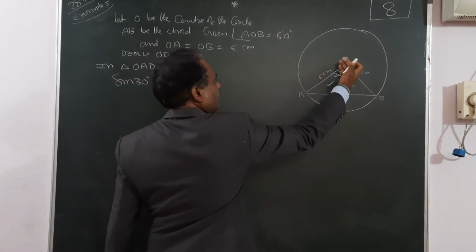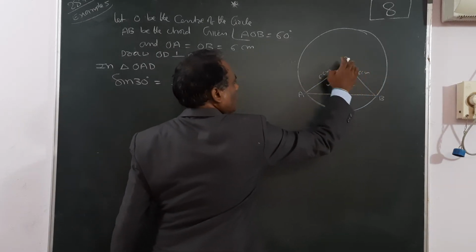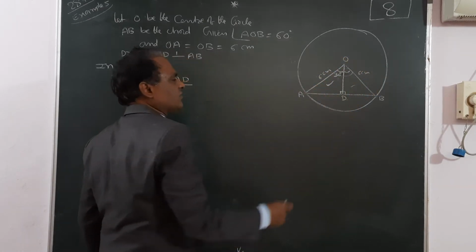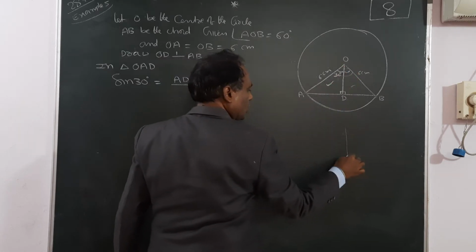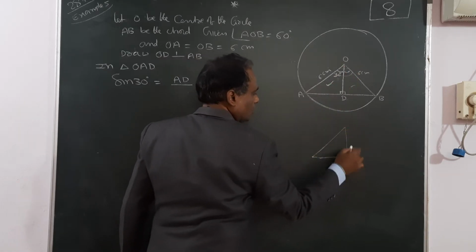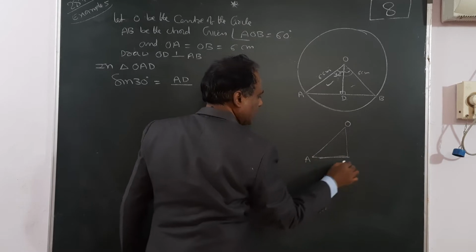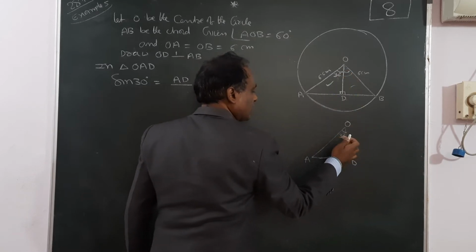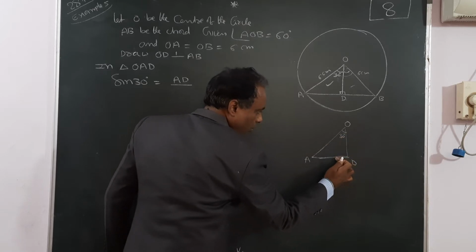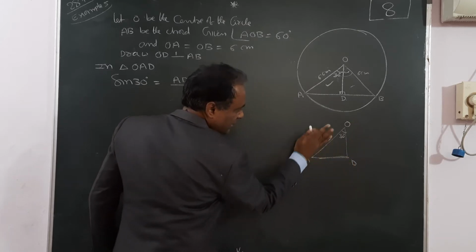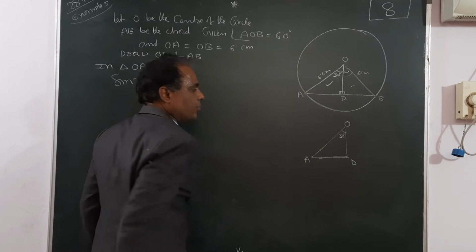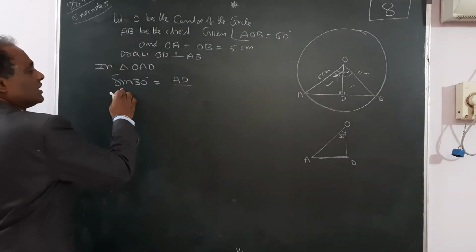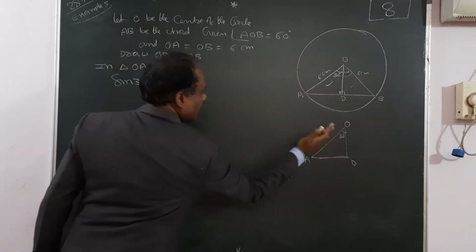Hypotenuse always, see, don't look at this second triangle, only concentrate on the first triangle. Only OAD triangle consider. This angle is 30 degrees. So sine 30 means this will become opposite, and this greatest side, the inclined side, is always hypotenuse. So sine definition is opposite by hypotenuse.